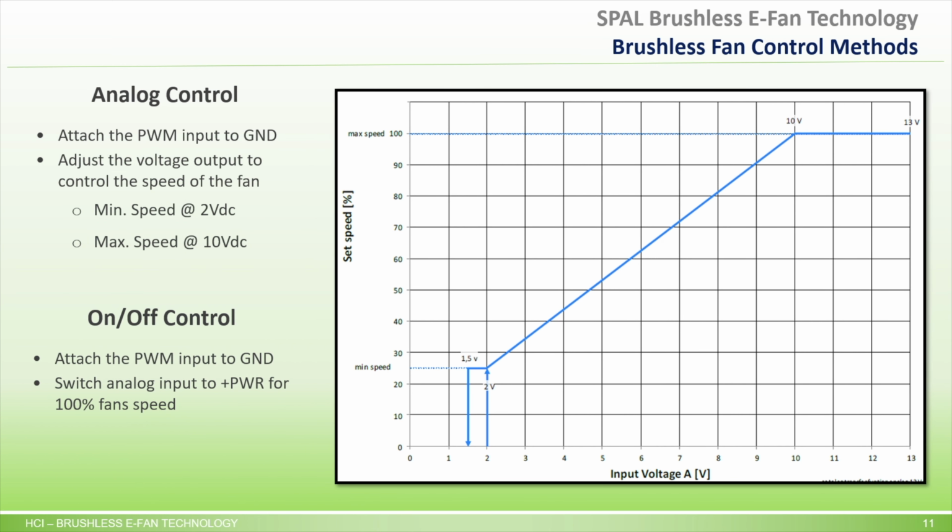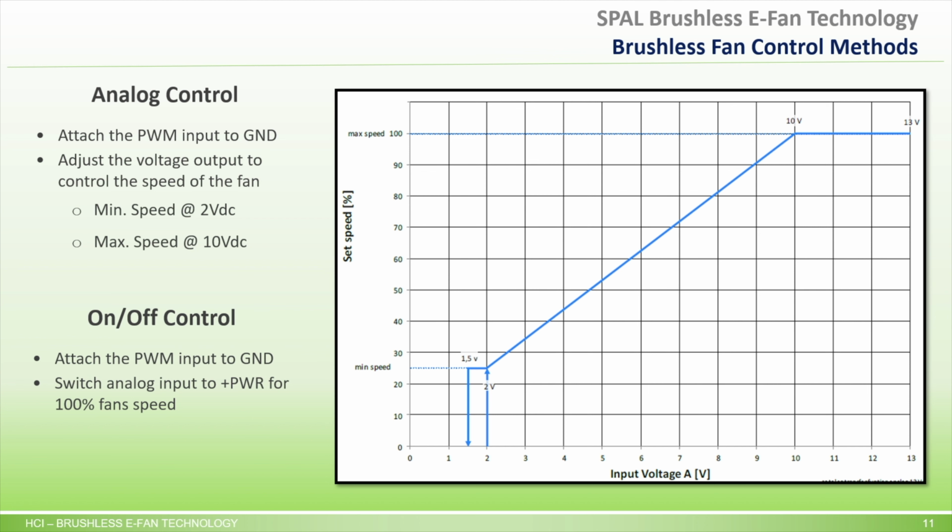When using the analog input, you will need to attach the PWM input to ground. Then you'll be able to use the analog input to control the fan. From the chart on the right, we can see that we can run our fan from minimum speed to maximum speed by ramping the input from 2 volts DC to 10 volts DC.